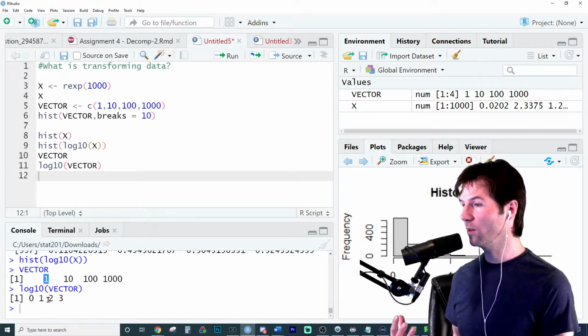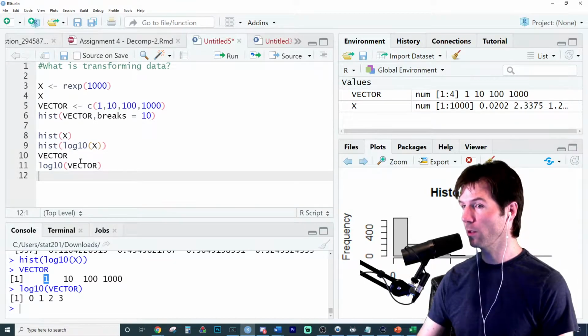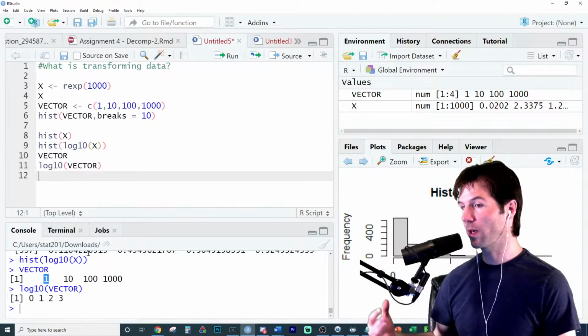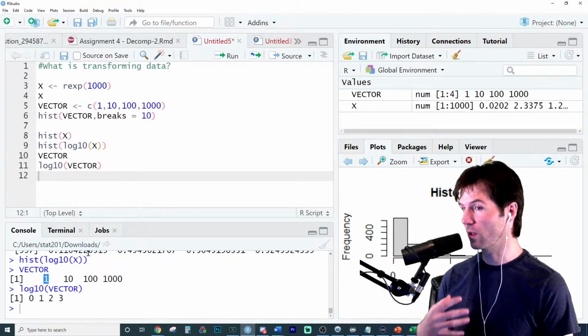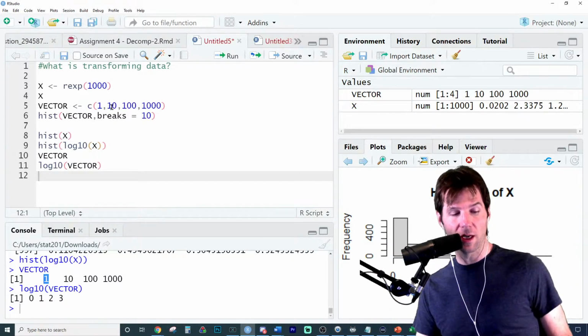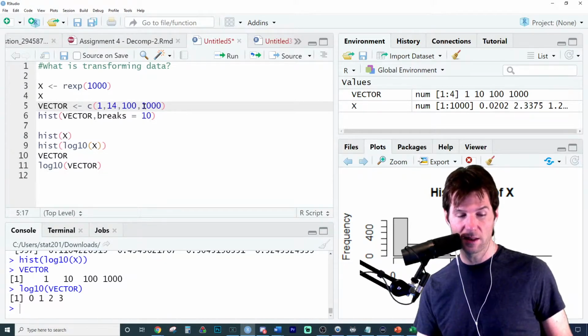Logs are oftentimes a little bit confusing, but it goes by the question of what power do you raise the base to obtain the number in the original vector? And so you can see right here, I used values that go in order 0, 1, 2, 3. Sometimes your values are not that pretty, though. They might be something like this.